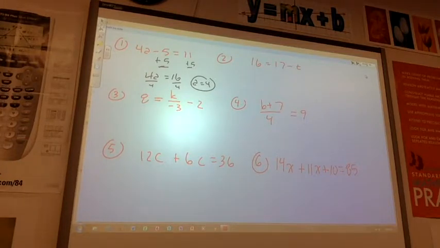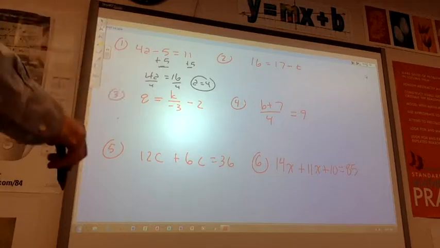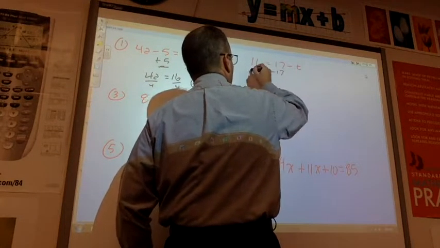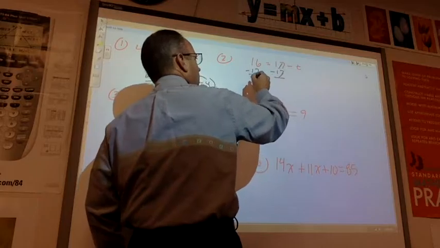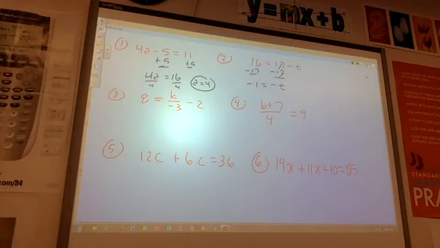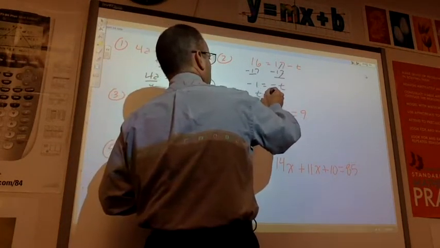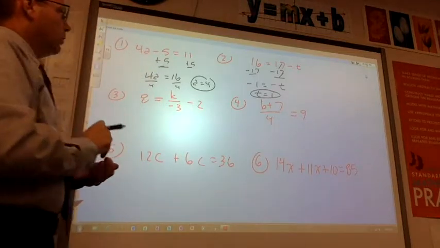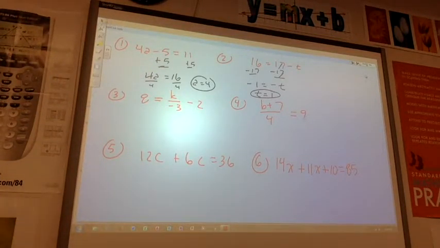Problem number 2. Go ahead. What's yours? I like it. So recognize the variables on the far side. So subtract 17. That cancels that. So that's negative 1 is equal to negative t. What should I do? Well, since they're both negative, you want to change the sign so it becomes positive. Perfect. So theoretically, you're multiplying both sides by a negative 1. So you know that t is equal to 1. That's all you'd have to do. Okay so far?